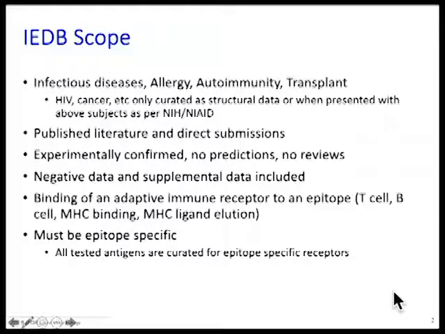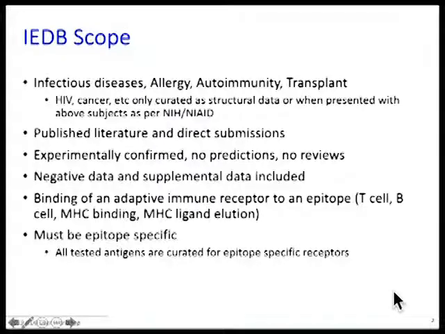If there was a 3D structure, we capture all data where they show an antibody, MHC molecule, or a TCR in 3D complex with its ligand, regardless of whether that's HIV or cancer. And then also we curate the entirety of a paper. So if the publication included infectious disease epitopes alongside HIV or cancer epitopes, we would capture all of the data. We don't do part of a paper.